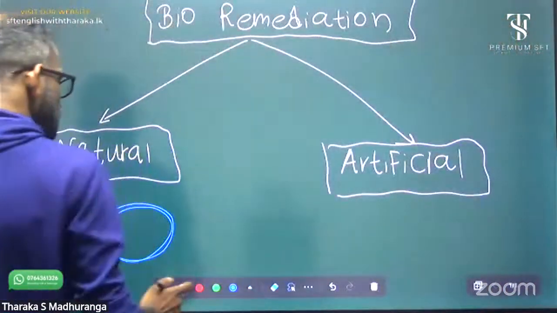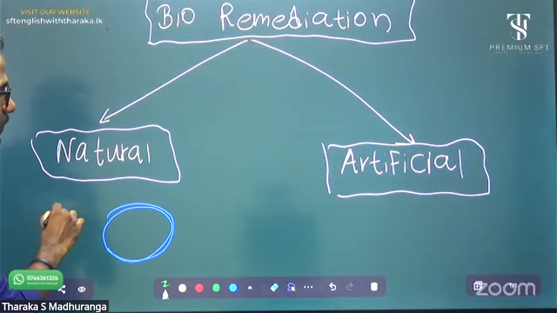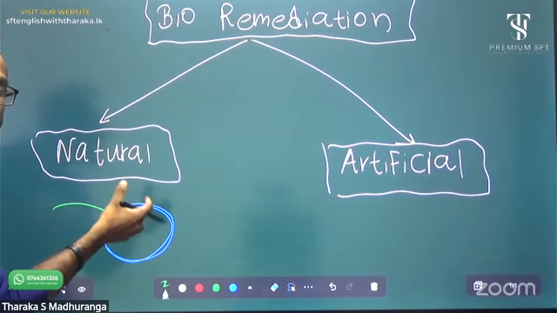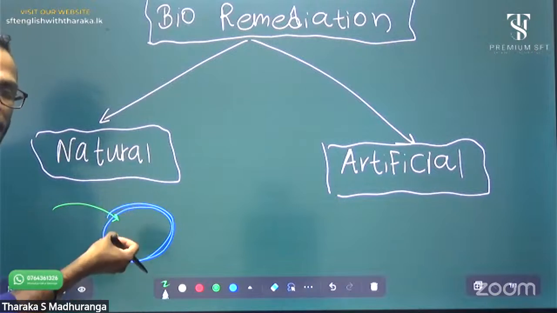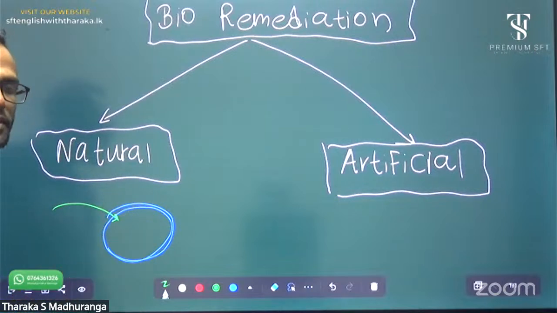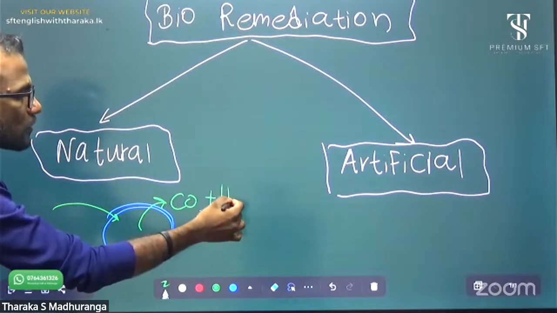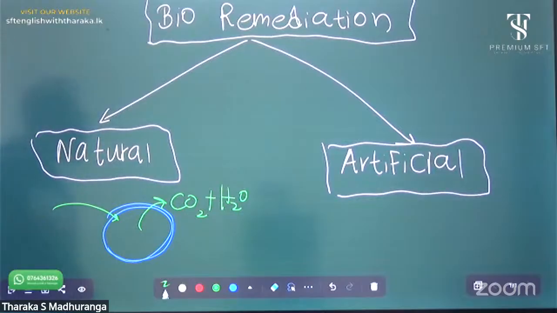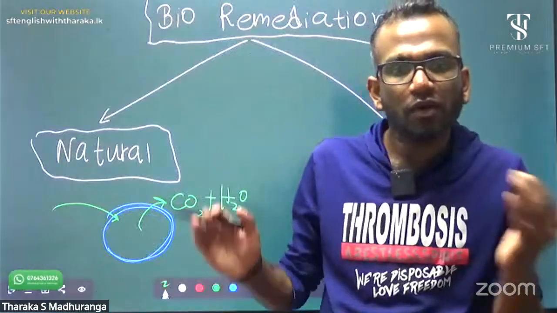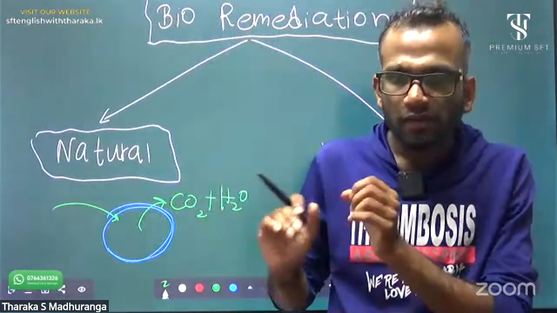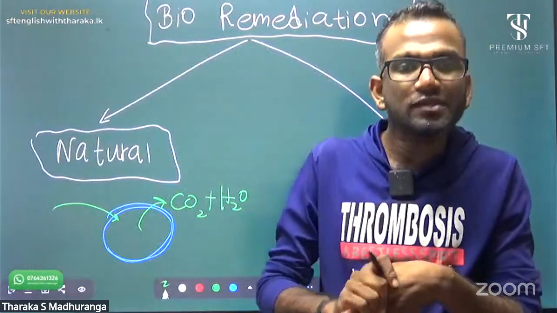Now we can introduce a natural bacterial type to decompose the hydrocarbons. Oil means petroleum. Decomposing is breakdown. In the breakdown process, they convert hydrocarbon into carbon dioxide and water. The petroleum is hazardous, but carbon dioxide and water are not hazardous materials, right? That's bioremediation.